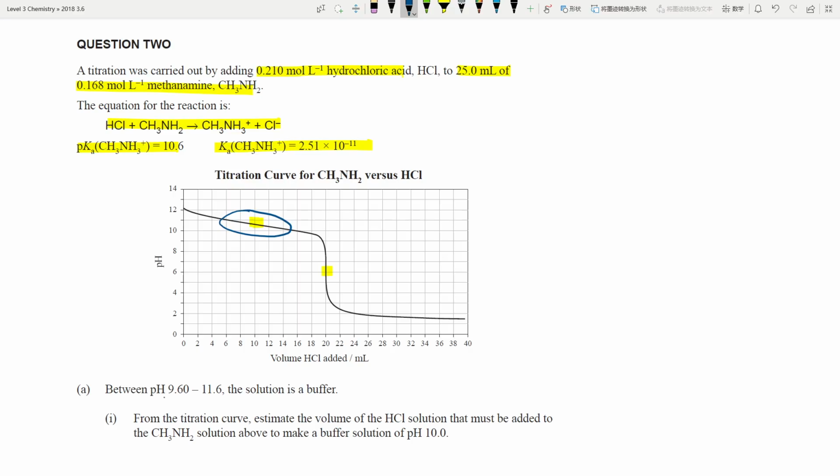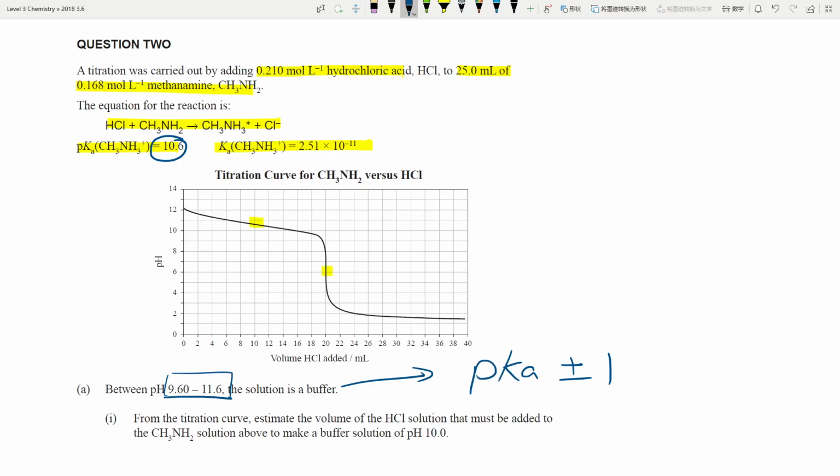Now, between 9.6 and 11.6, the solution is a buffer. Let me just redraw that. So that means pKa. Just in case, how did I know 9.6 to 11.6 is the buffer region? The buffer region is the pKa of the weak acid plus minus 1. What is the pKa? 10.6. That's why it's 9.6 to 11.6. They gave you this, but you could figure this out on your own.